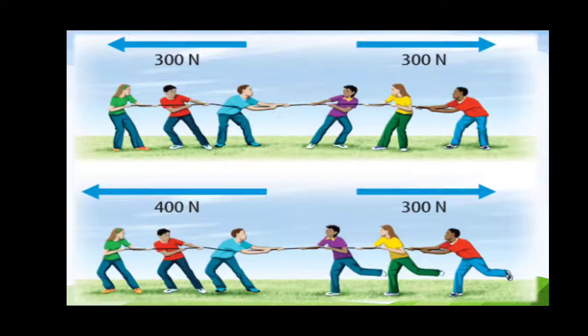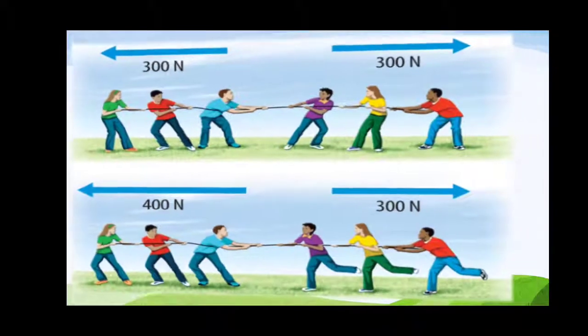But in the second case, you see, the first team is applying a force of 400 newtons and the second team is applying a force of 300 newtons. So the force will be more towards the first team and the rope will be pulled towards the first team. Okay, so here the tug of war can be taken as an example of both balanced force as well as unbalanced force.